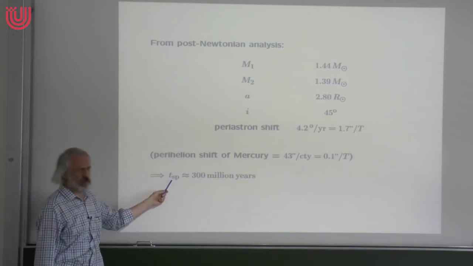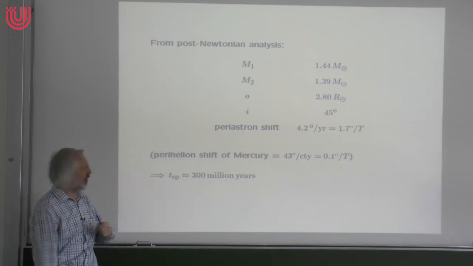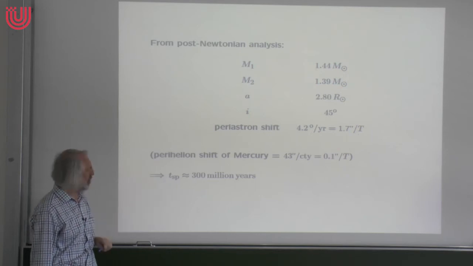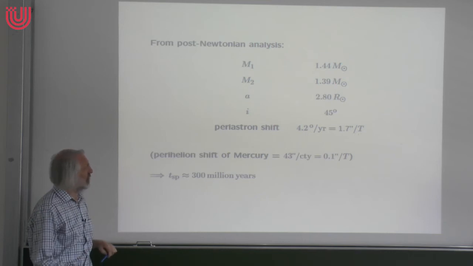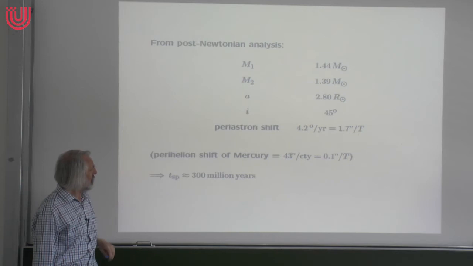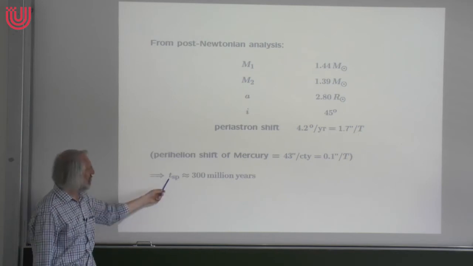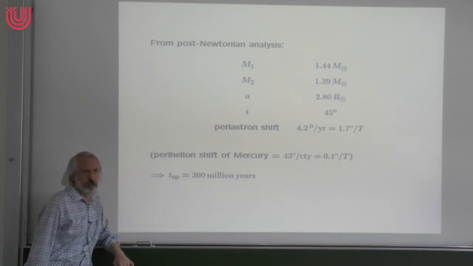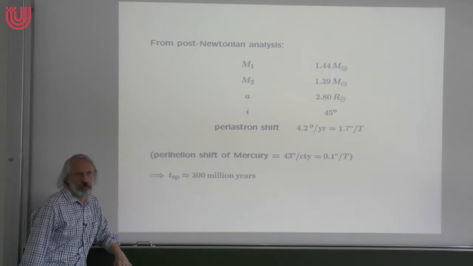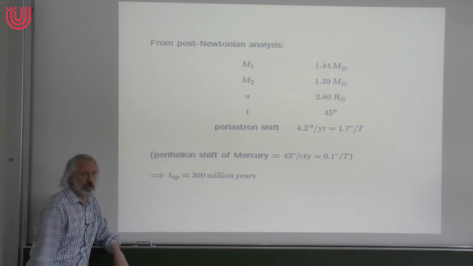Well, we did the calculation only for a circular system. The formula I derived was only for a circular system, but the order of magnitude is not very much influenced by the eccentricity. So you can calculate the order of magnitude of this in-spiral time with the formulas I gave you last time, and you find something like 300 million years. So you have to wait for 300 million years until the two things really merge.